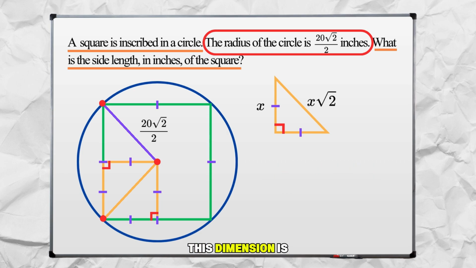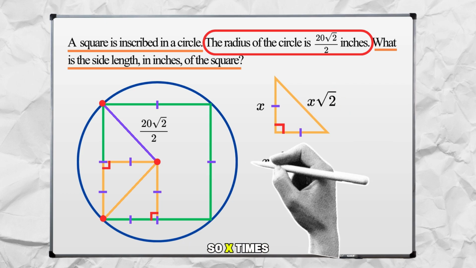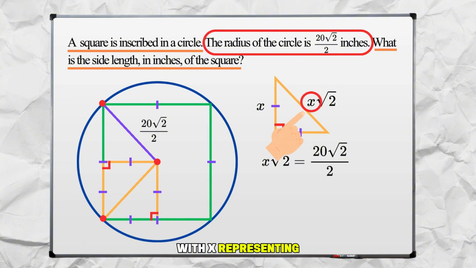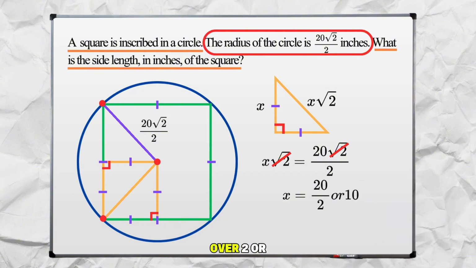We know that this dimension is 20 times the square root of 2 over 2, as we established earlier. So this can be expressed as the side length times the square root of 2, as you can see from this formula. So x times the square root of 2, with x representing the side length of the small square, is equal to 20 times the square root of 2, all divided by 2. To get x by itself, we want to divide by the square root of 2. But because there's a square root of 2 right here, and also being multiplied in the numerator, we can just cancel them out. So now all we're left with is x is equal to 20 over 2, or 10.